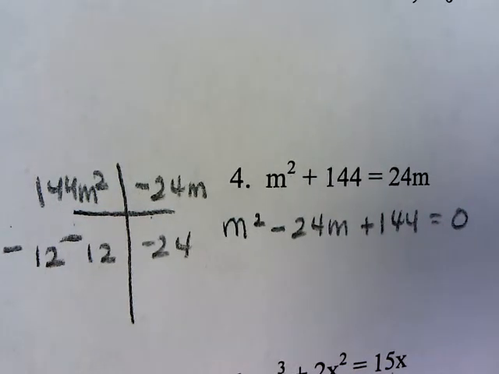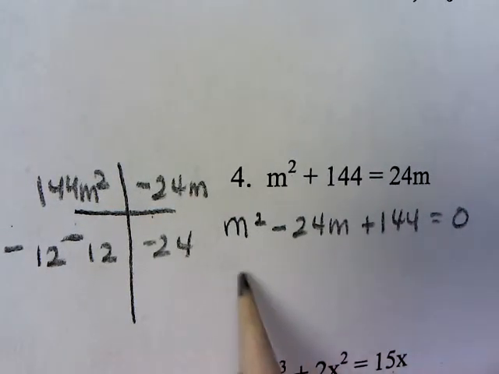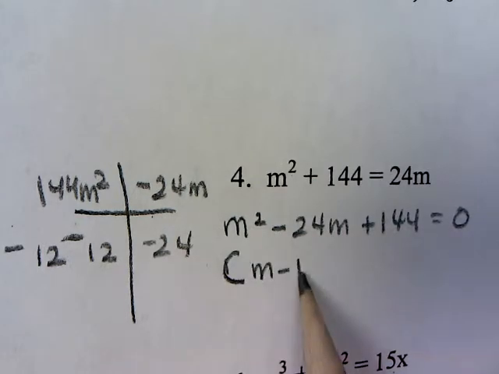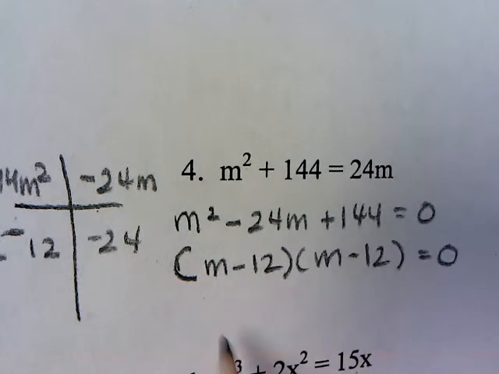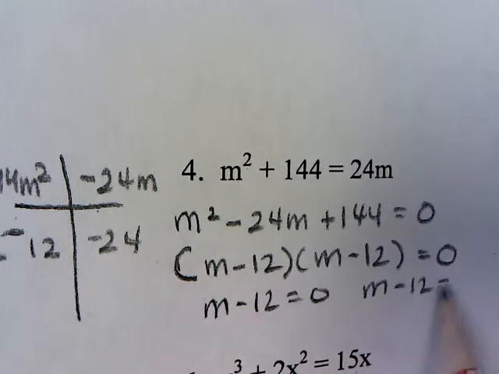So now I'm just going to go ahead and come back to my table. I can use my shortcut or I can use factor by grouping. I'm going to use my shortcut. So m minus 12, m minus 12. Again, it has to equal 0. Set each factor equal to 0.